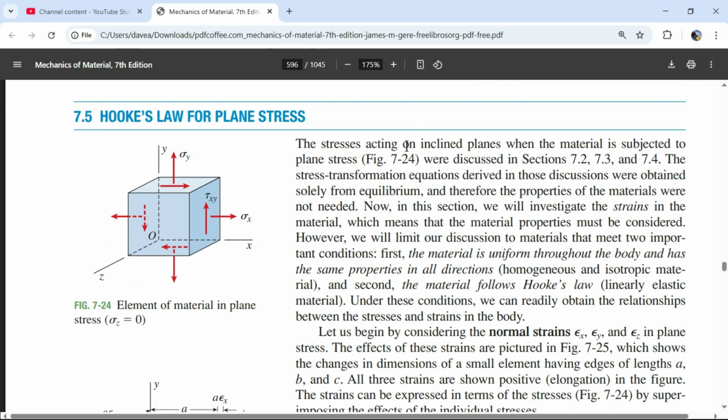So we have the stresses acting on inclined planes. Okay, that's when we rotate this thing, so they're probably going to be bigger, or smaller, or whatever, when the material is subject to plane stress. Now, plane stress means that we only have stress in the x, y, and then the shear is all about the x, y. So even there, this word plane, sometimes I might just not pay attention to it at all. But yeah, we're only focused in the x, y rotation.